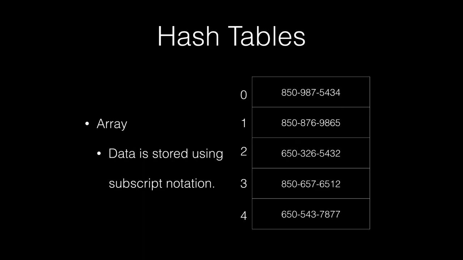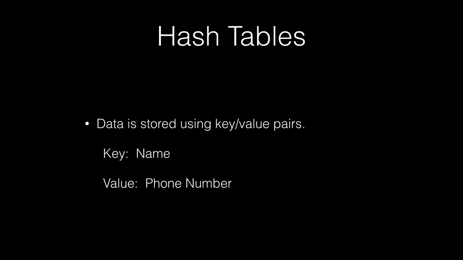We're all familiar with the way that arrays store data. Of course, arrays store data using subscript notation. So to use that example of names and phone numbers, the only way using an array in this example to get to a certain phone number would be to know the direct subscript to access that phone number. Hash tables make it a little bit easier.